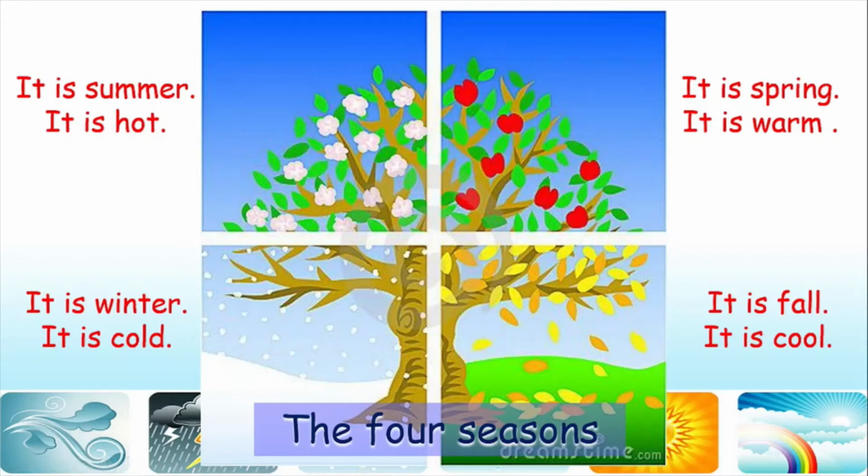But here in Thailand, since we don't have winter, we only have 3 seasons: the summer, the rainy, and the sunny. So those are the 3 seasons here in Thailand. But there are 4 seasons: summer, spring, fall, and winter, and they happen over 1 year. The 4 seasons.